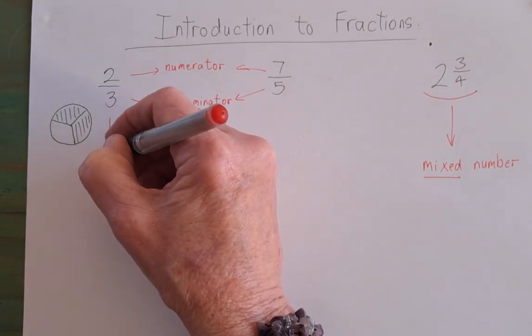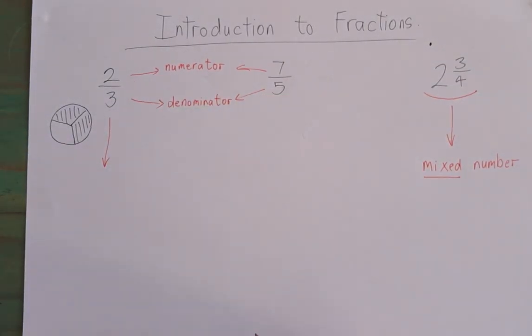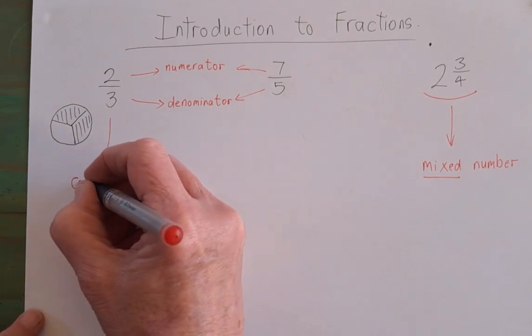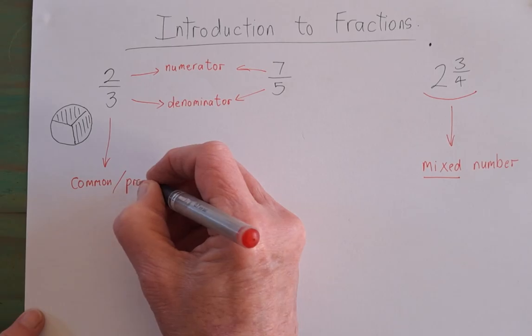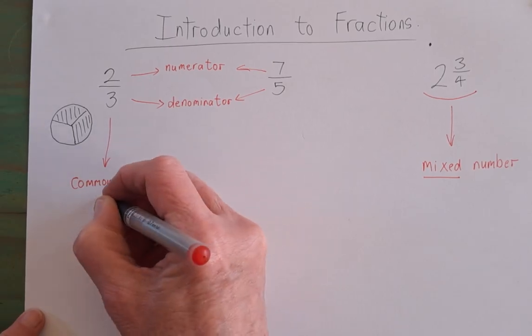This one, where the numerator is smaller than the denominator, is called a common fraction, or some people call it a proper fraction.